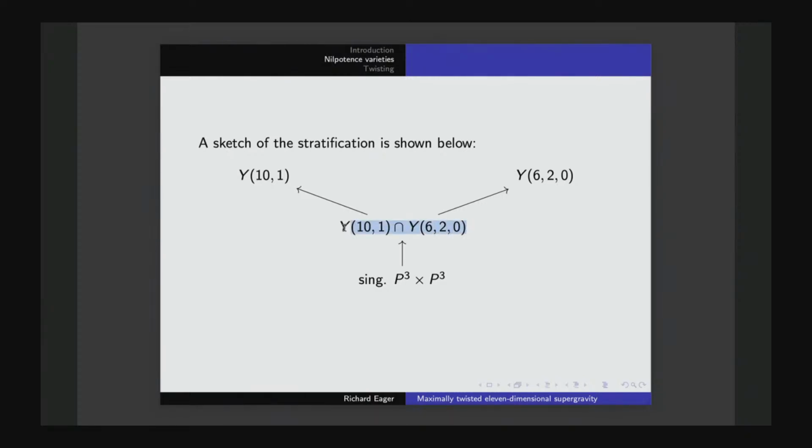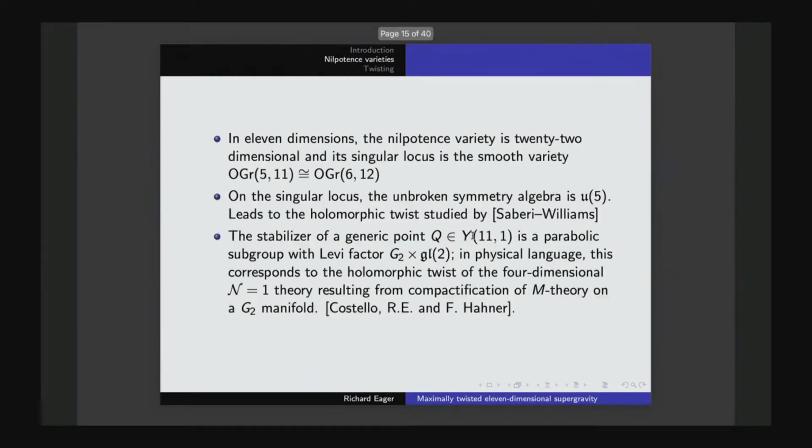And this complicated locus is some singular variety, and it has a singular locus, which is P3 times P3. This singular locus corresponds to the holomorphic twist. And here, these two top strata correspond to distinct topological twists. And in between, you have a mixed, a partial topological twist.